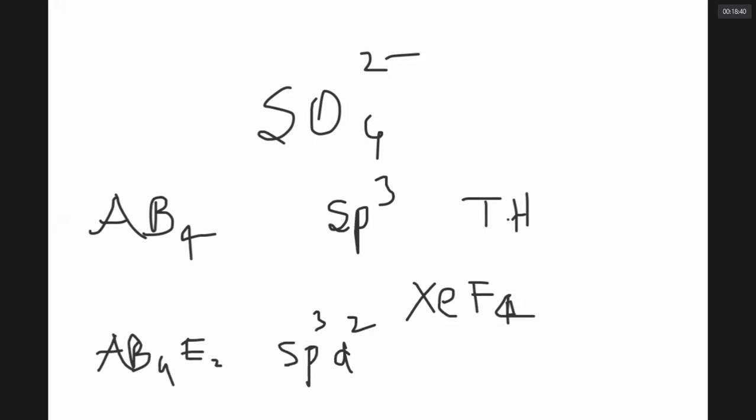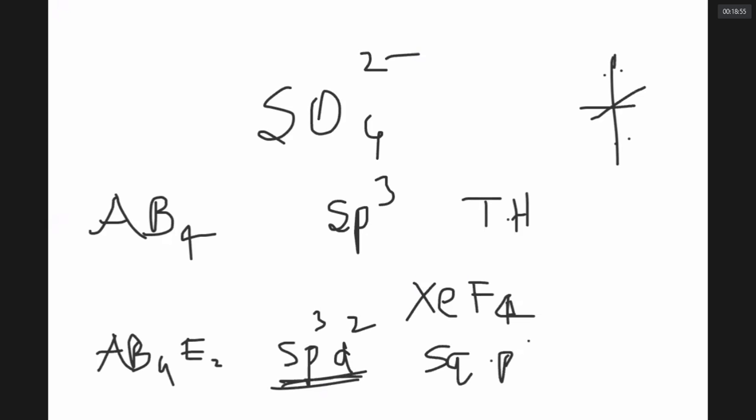Planar? No, sir. sp3d2 means linear, sir. Linear octahedral shape. Linear in shape. In octahedral there are 2 lone pairs. Square planar. Linear, sir. What linear, man?